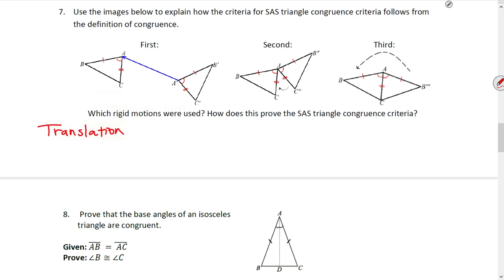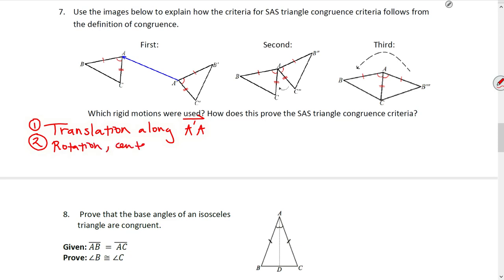Okay, and actually I'm going to be a little more precise here. So first, a translation along A prime A, along that vector. Number 2, I'm going to say it's a rotation centered at A until C double prime maps onto C. And third, it's a reflection over AC.